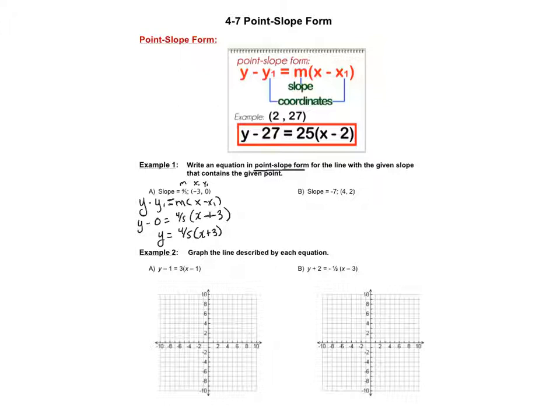So I'm done. Next one, same thing, equation y minus y1 equals m parentheses x minus x1. Y minus my y1 is the 2. My m is the -7, the slope. X minus, and my x1 is the 4. And at this point, I'm done. I have it in point slope form. Graph the line described by the equation.